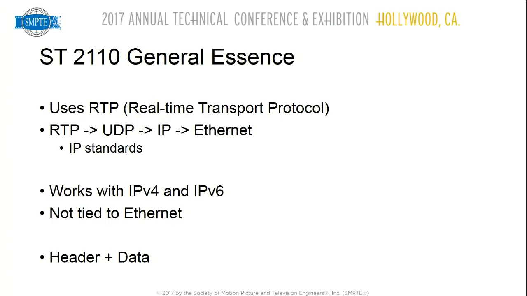Okay, just on the essence, we're using RTP, the real-time transport protocol. So we basically take our packets, make an RTP packet, which we then wrap in UDP, which we then wrap in IP, and typically we put this over Ethernet. This is all IP-based standards, so we're leveraging existing standards there. It works with IPv4 networks, but also will work happily with IPv6. Basically we're taking our data and wrapping it with a whole bunch of headers.